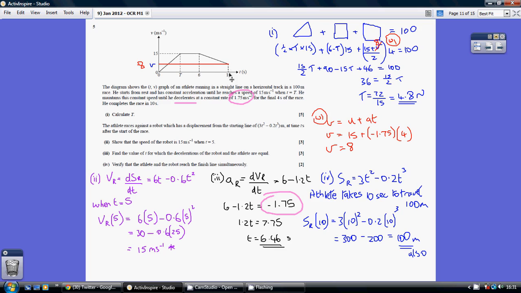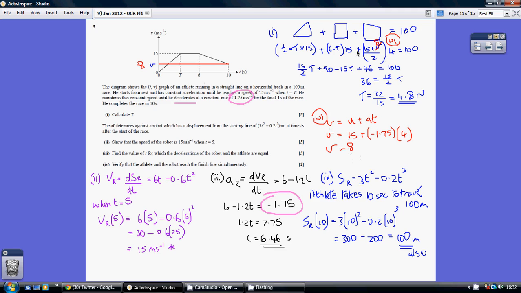So let's just consider this journey while we decelerate from here to here. So using v equals u plus at, we've got an initial speed of 15, a final speed v which is unknown, a deceleration of 1.75, so in other words an acceleration of minus 1.75, and we know the time taken for this journey between 6 and 10 is 4 seconds. So substituting into v equals u plus at, we get v being 8.